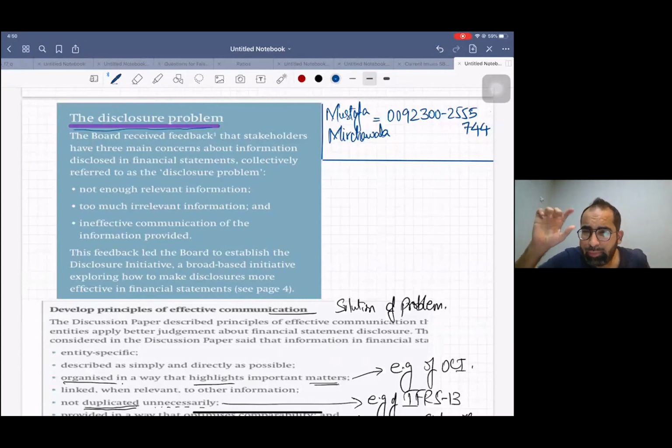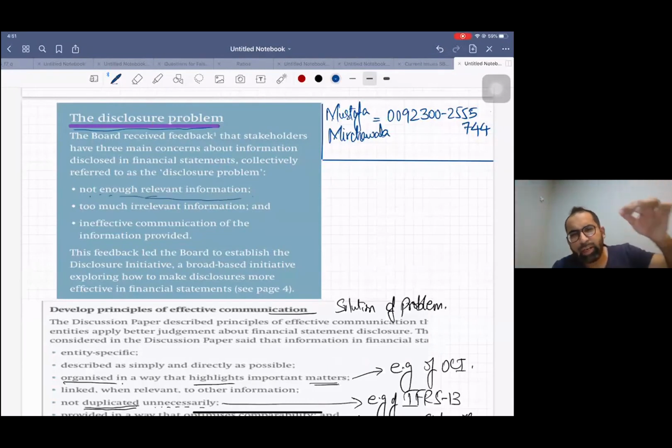In the past, I made a video on this, the OCI thing. The research shows that many of the shareholders only see the profit and loss page. There is a big quantity of shareholders who only see the profit and loss page, nothing else. So the International Accounting Standards Board is thinking to reduce the disclosure requirement, to make the disclosure requirement perfect. Okay, so now see what is not enough relevant information.